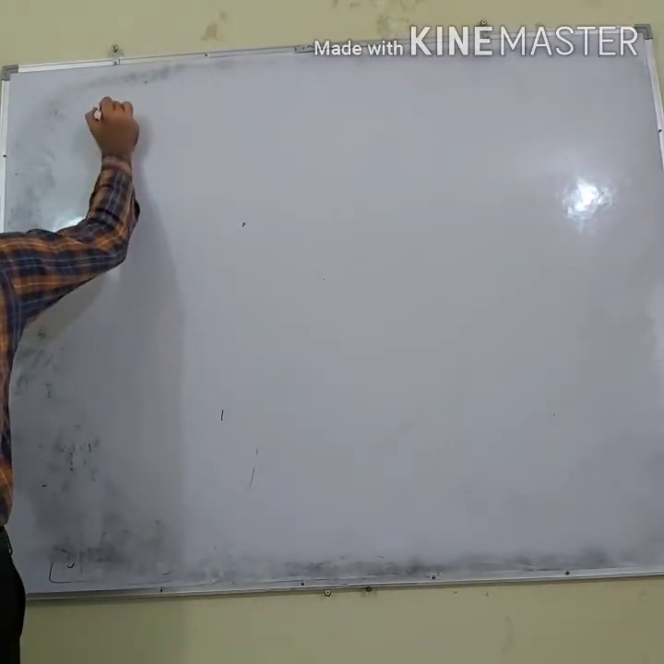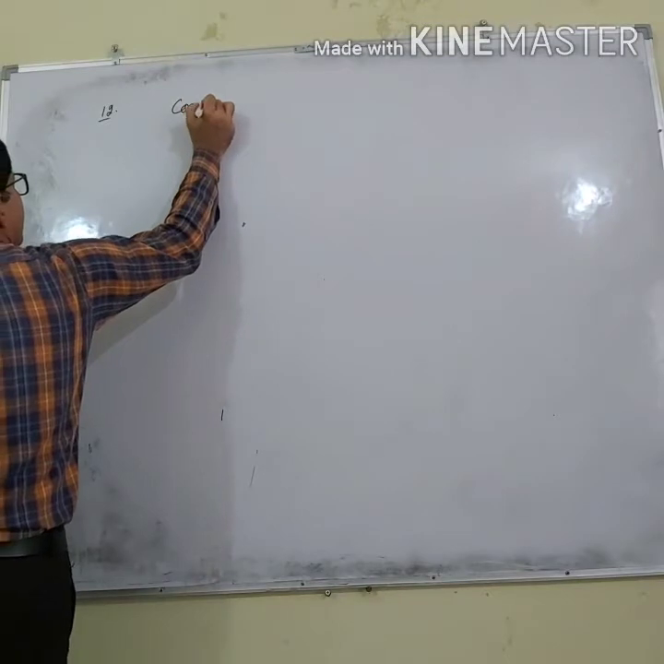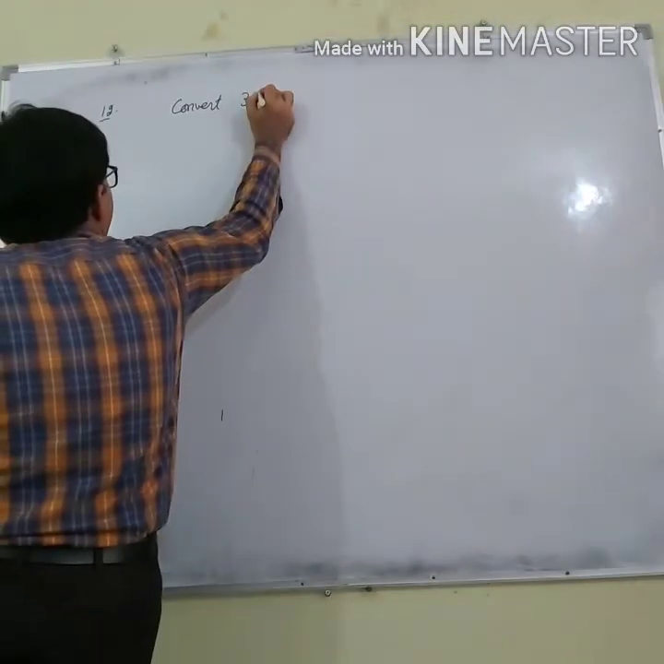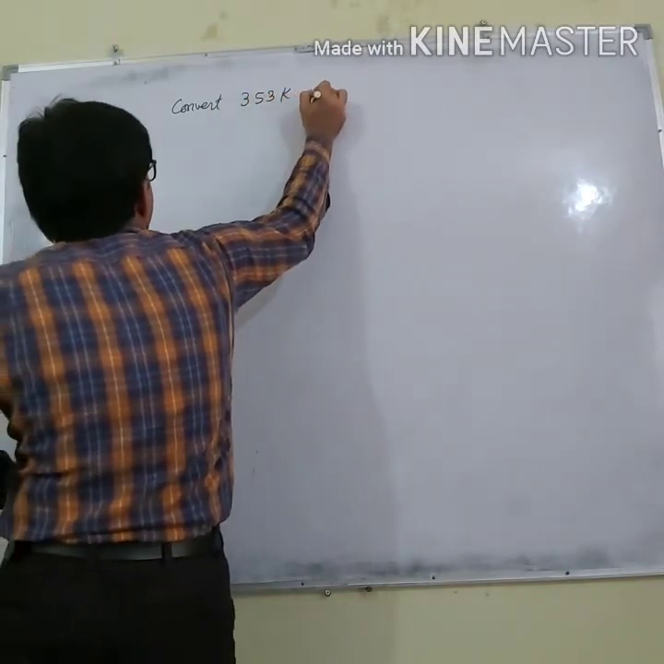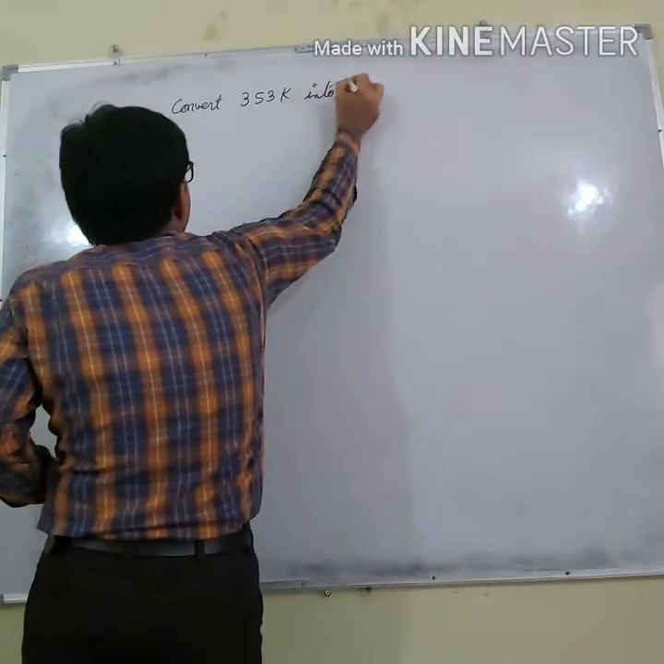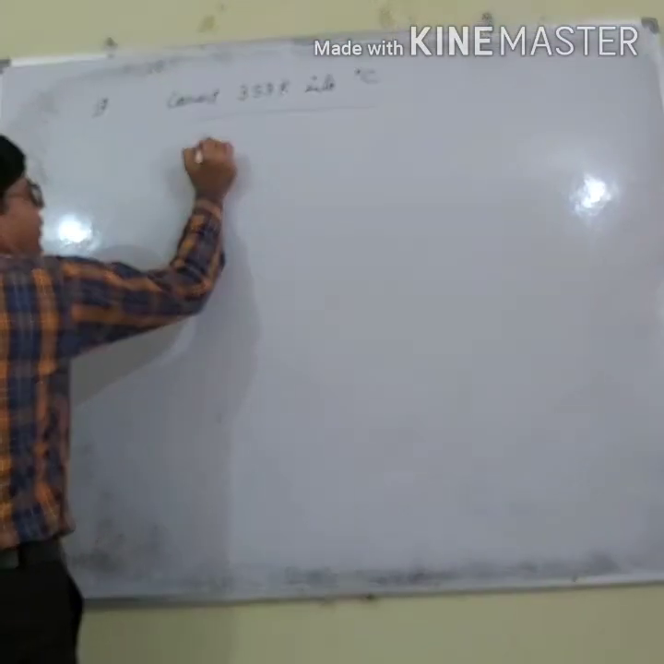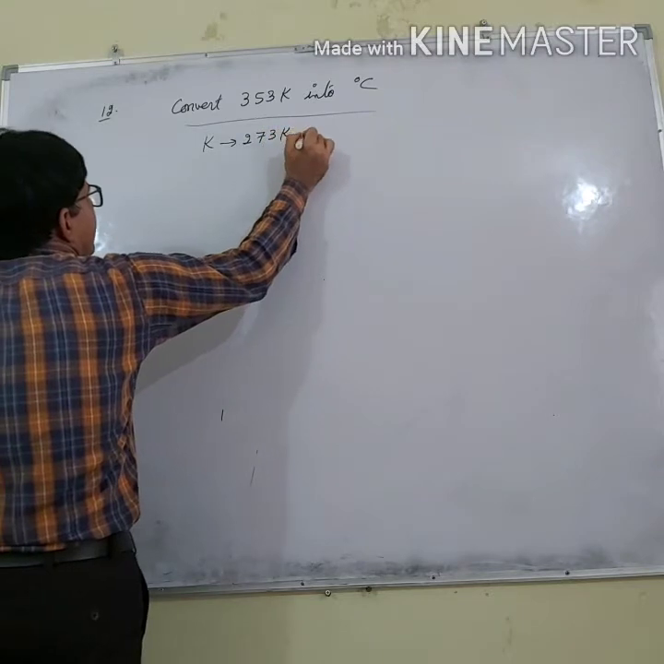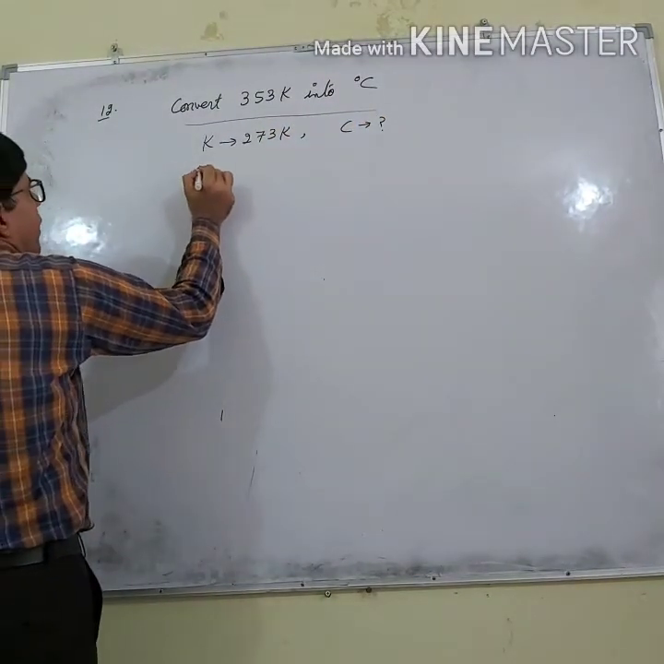12th question is, convert 353 Kelvin into degrees Celsius. How will you do the conversion? So here the temperature in Kelvin is given. Temperature in Celsius I have to find out.